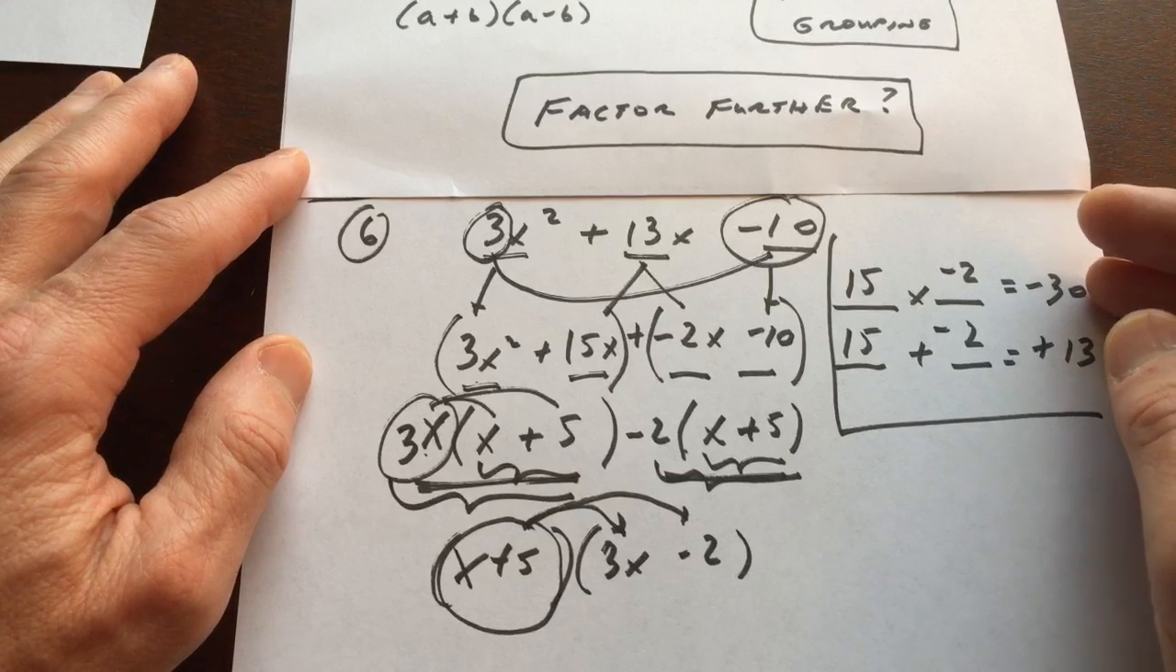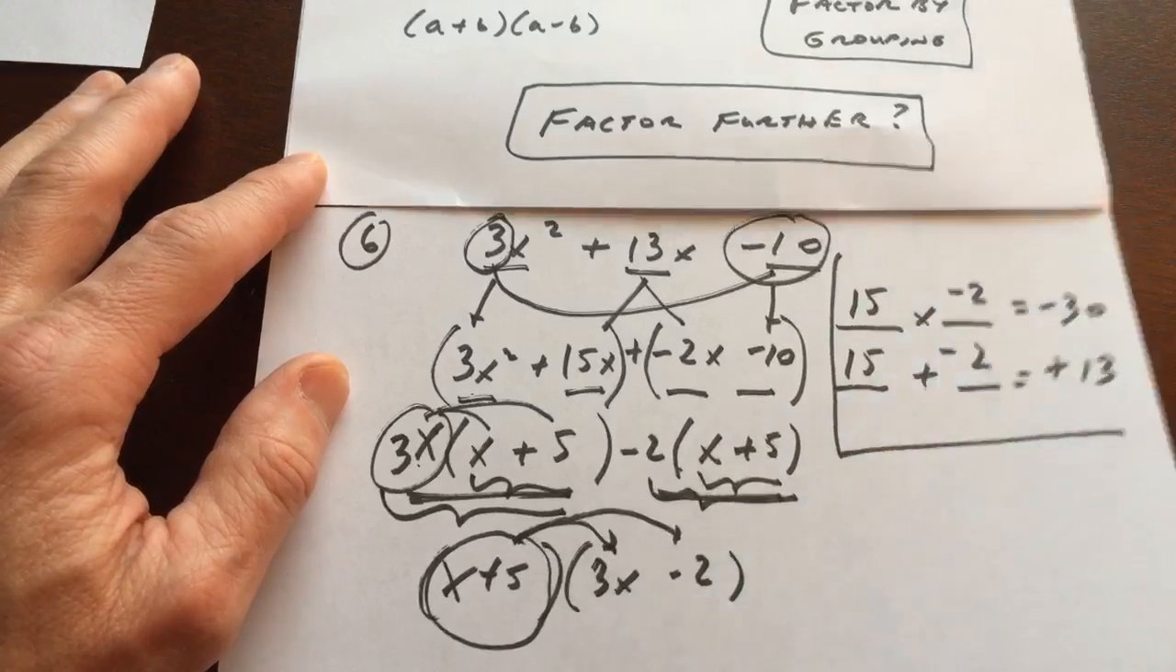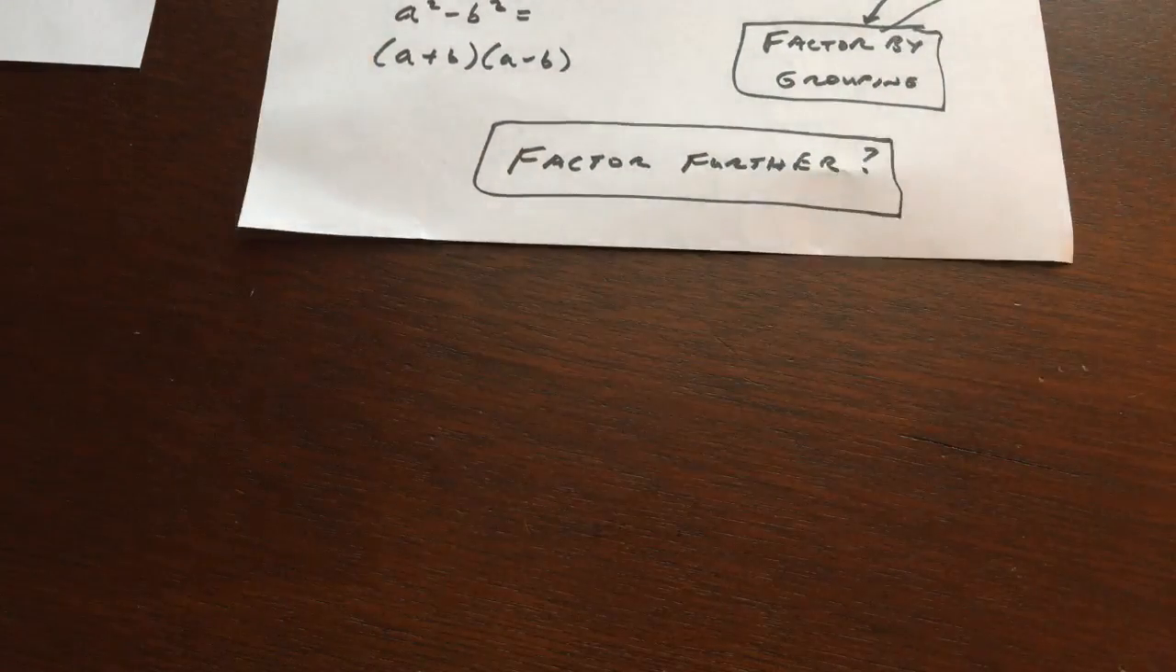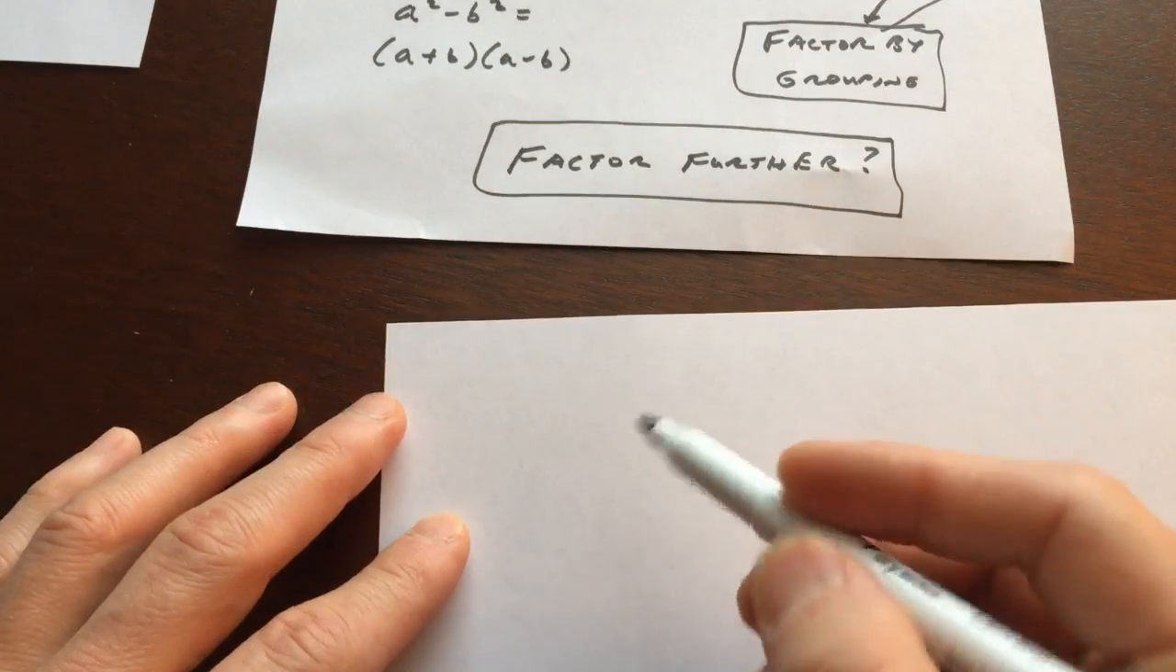So yeah, that's number 6. So basically splitting the middle term and factoring by grouping. But let's go on to the next question now. Okay, we're going to go on to number 7 and see if you can factor this one.